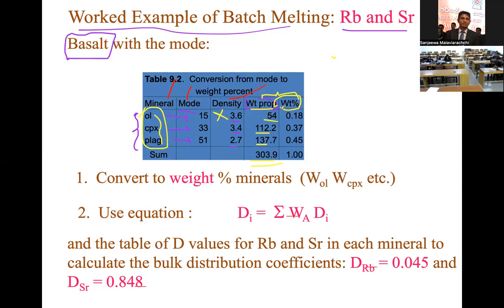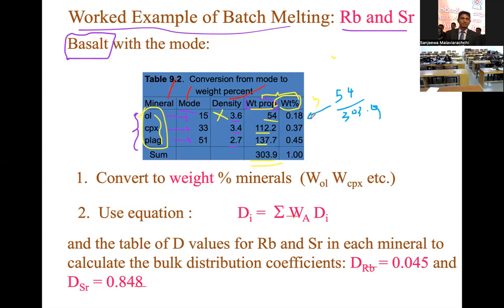But if you do the manual procedure, that means by looking at the thin section, you can find out the weight percentage of that mineral. Like this. So the weight proportion is 54, for example, olivine 54. You take 54 divided by the total weight, 303 something point 9. That will give you this number.